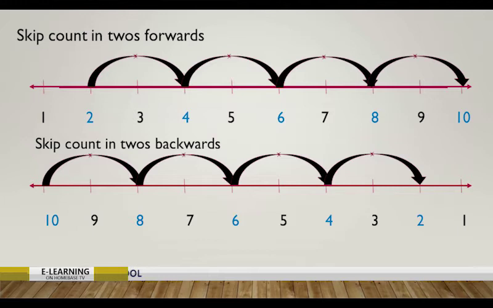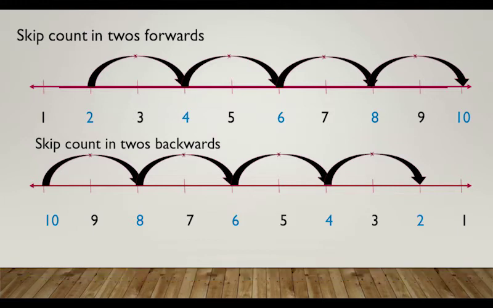Since we are counting in 2s, we are going to jump and skip the next number till we get to our 2s. Hope you are okay with it. So we have 2, 4, 6, 8, 10. With skip counting, you could see that it made us count faster and it made counting also easier.